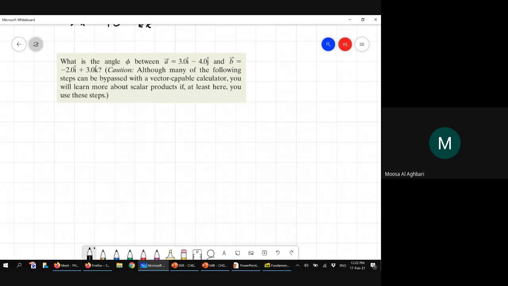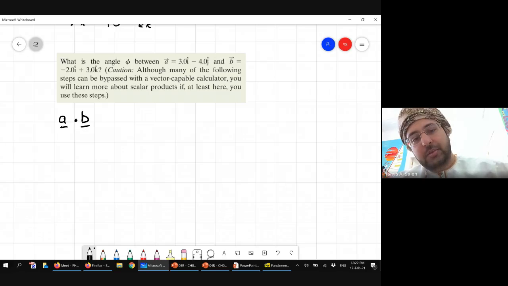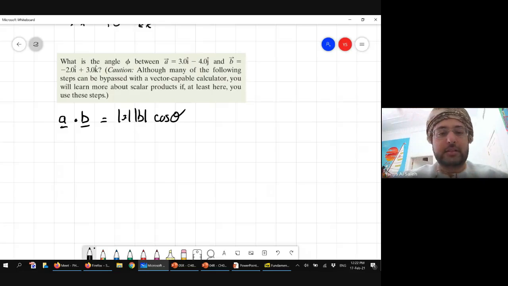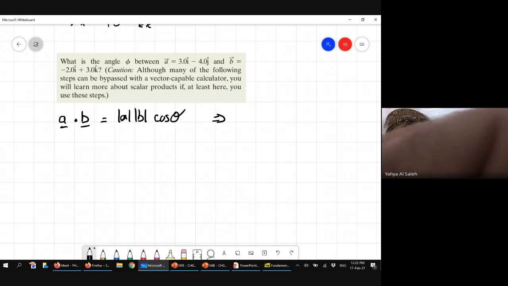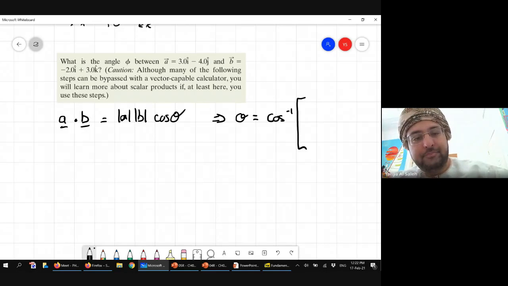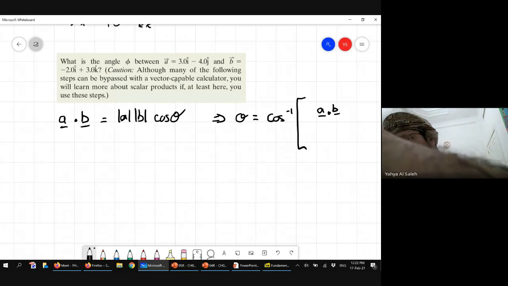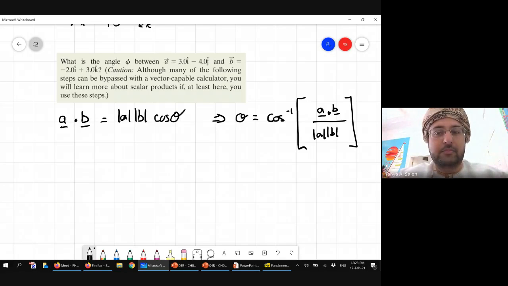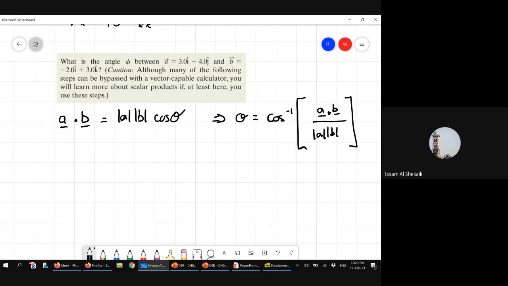Excellent. So we have our rule, A dot B equals magnitude A, magnitude B, cosine theta. Now we have A, we have B, so we can find A dot B using that ax bx thingy. We can find the magnitude of A, magnitude of B, and then we can rearrange this to give us theta equal to cosine inverse of A dot B over mod A mod B. Right? Okay, let's do it.